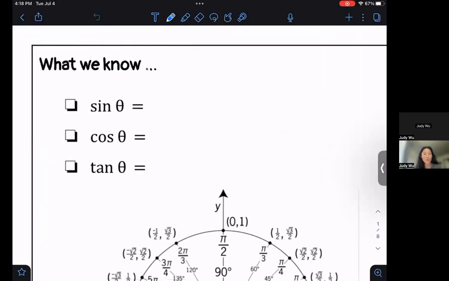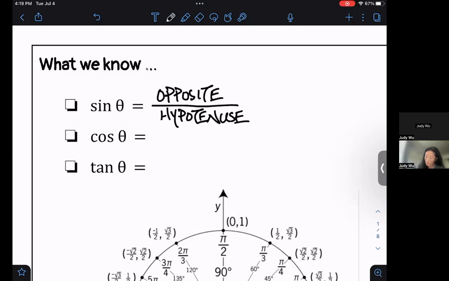We're going to go all the way back to what it means to be sine and cosine and tangent. One of the things that we might remember is that sine is a ratio of two side lengths of a right triangle, and it is in fact the ratio of the opposite side to the hypotenuse. If we divide these two sides, we get a ratio. That ratio we call sine.